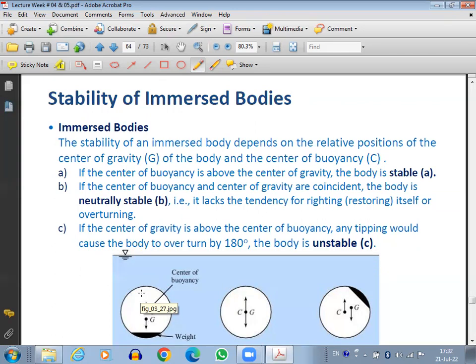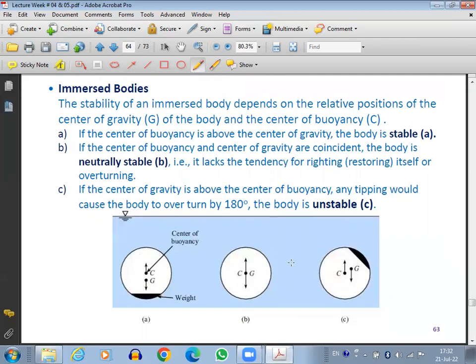Suppose an object is immersed in water. Now there are two things. There is the weight of the object, which is acting in the downward direction, and since the object is immersed in water, there is a buoyancy force which is acting in the opposite direction, in the upward direction. So whether the object is stable or unstable depends upon the location of the center of gravity and the center of buoyancy.